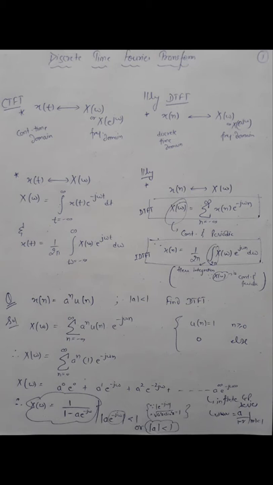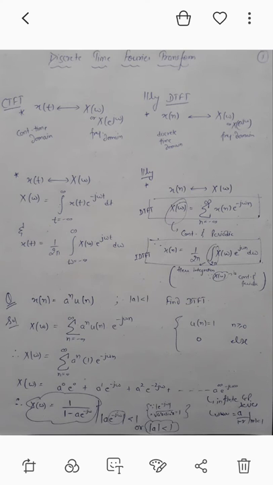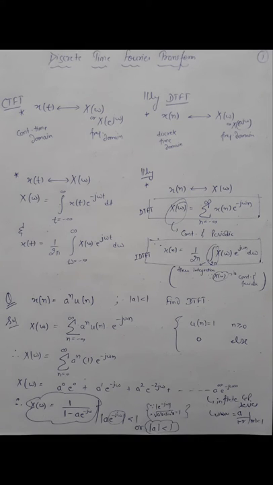If we go for the formulas, just like in CTFT, we are calculating X(omega) from x(t), where X(omega) is the integral of x(t), where t varies from minus infinity to infinity, e raised to power minus j omega t dt. Similarly, in DTFT, we have X(omega) equals the summation of x[n], n varies from minus infinity to infinity, e raised to power minus j omega n. Here it is summation because n is discrete.